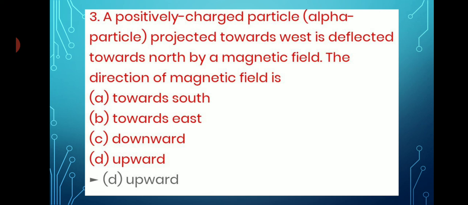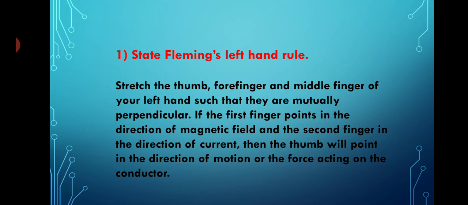The next one: a positively charged particle, that is an alpha particle, projected towards west, is deflected towards north by a magnetic field. So what would be the direction of the magnetic field? If a charged particle is projected towards west and it is deflected towards north, then the field is in the upward direction. Okay, the next one, state Fleming's left hand rule. This question is very important.